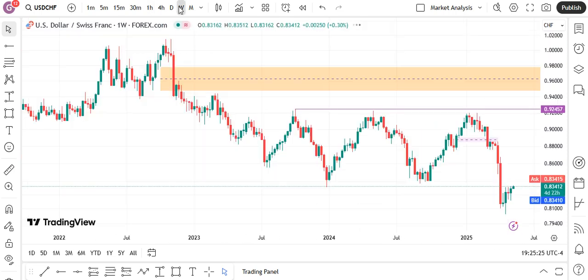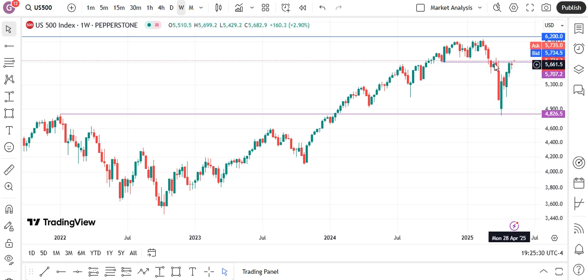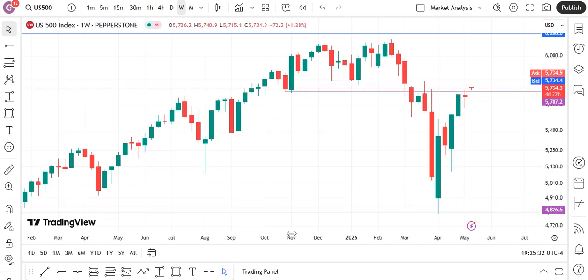All right, that's about that. Our indices, I expect price to be bullish. Looking at weekly time frame, I want to see it take out this high. So we are bullish for indices.